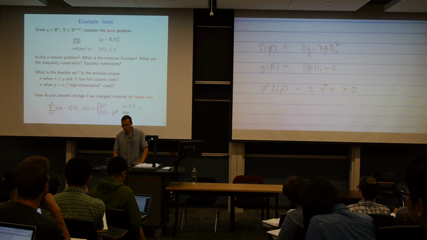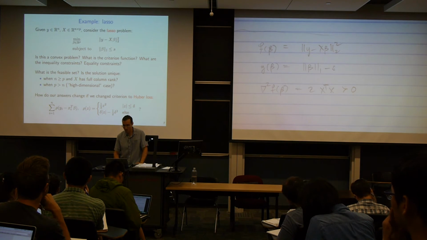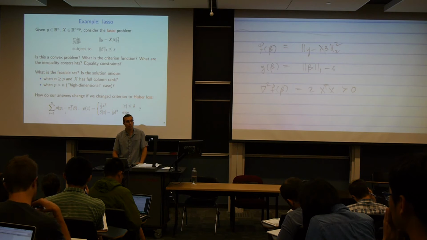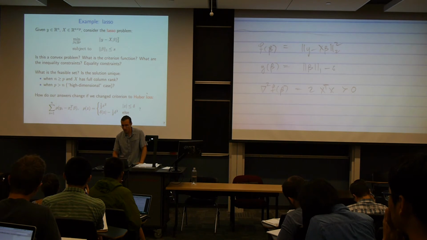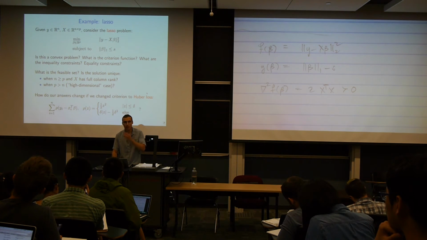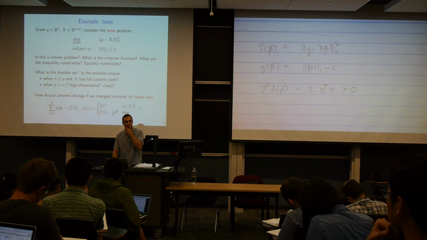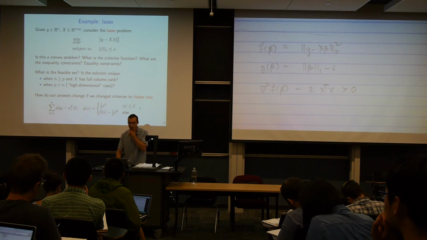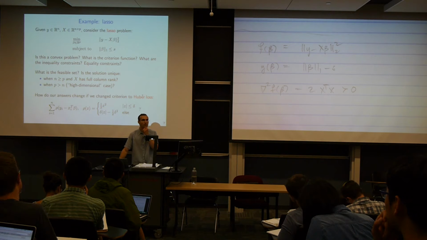Think about how our answers would change if we changed the loss function to this one. This is called the Huber loss. I'll leave that for you to think about offline. It's still a convex loss, but think about how all the answers would change, particularly the answers about uniqueness. It might be interesting to think about.